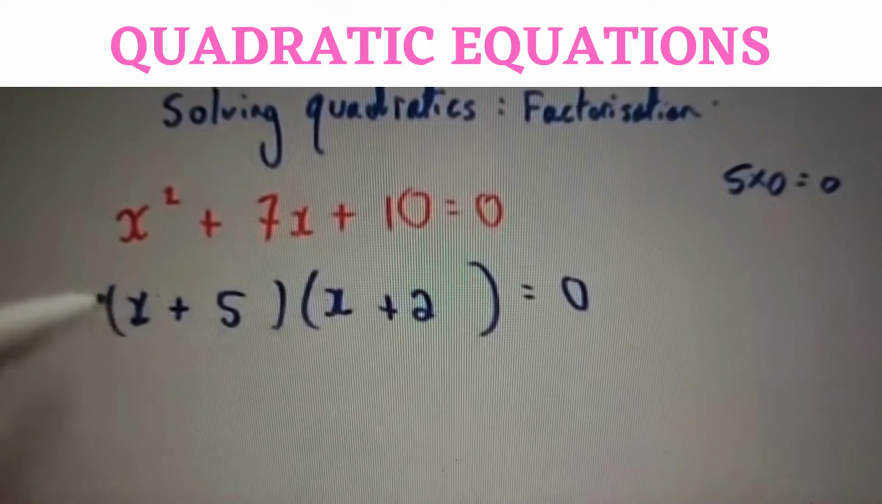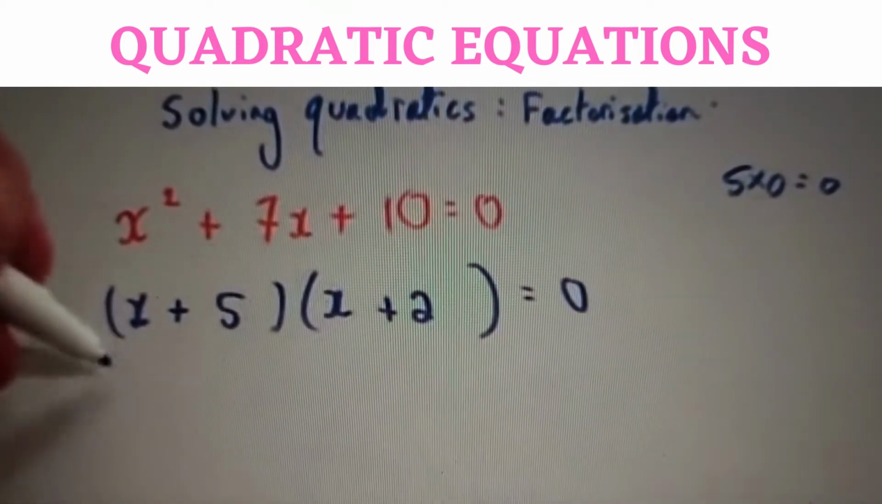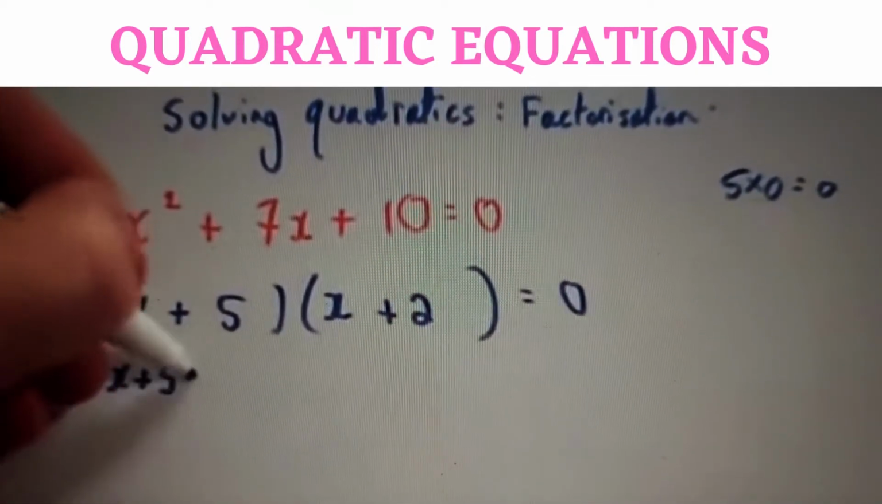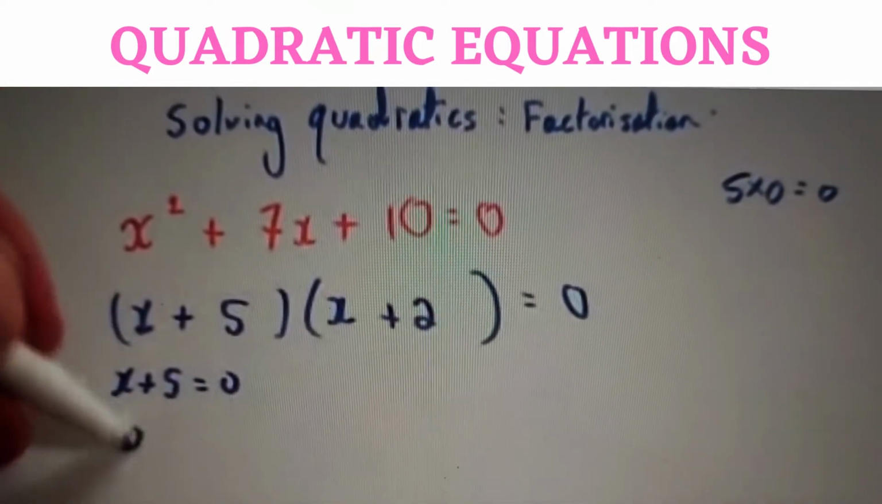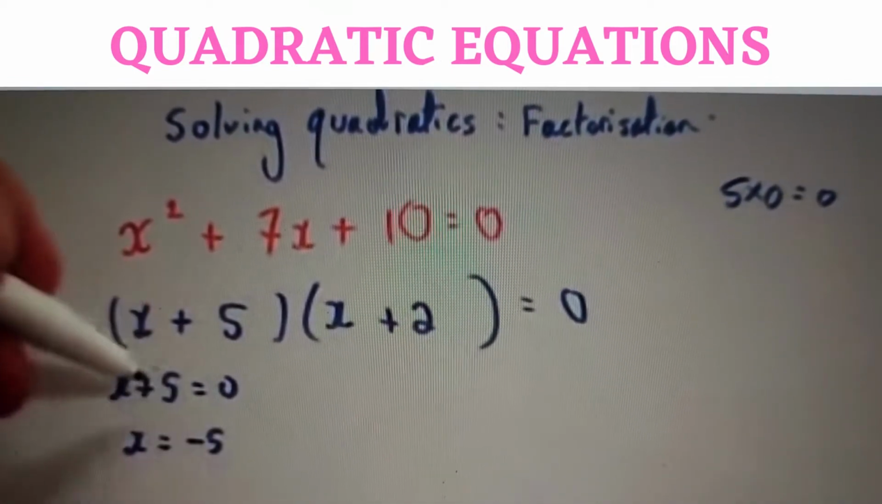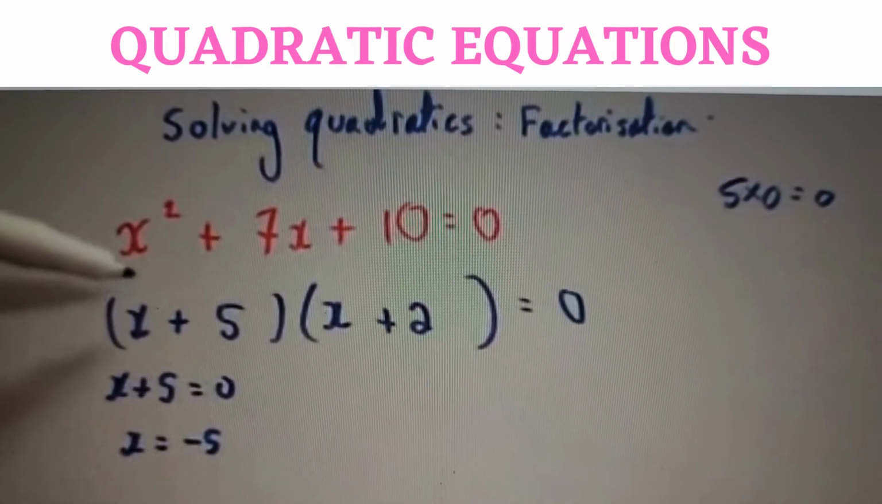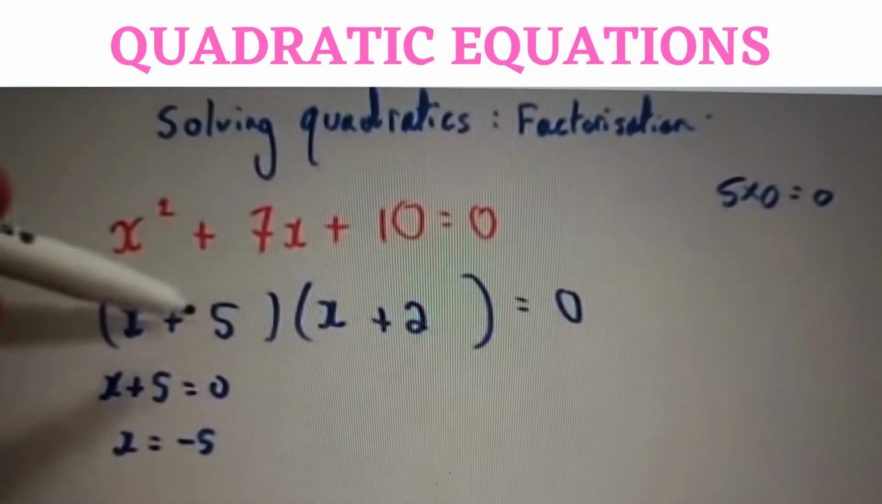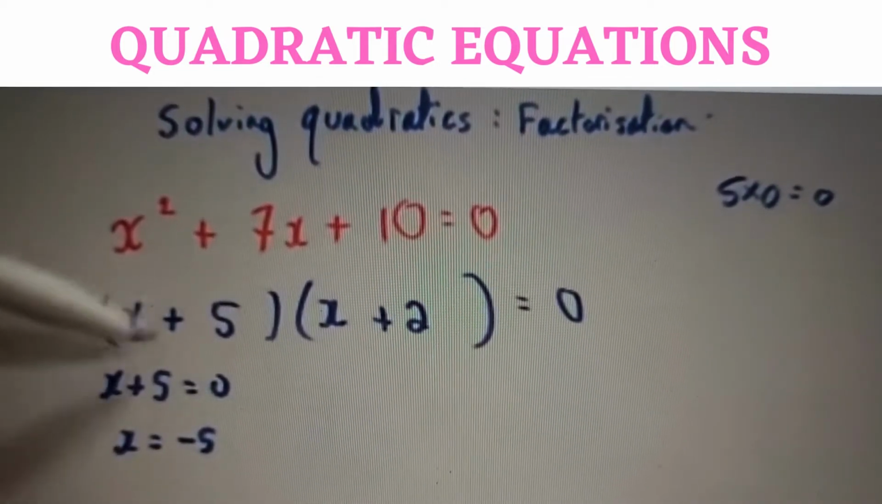So your first answer, let's have a look at this one. So we've got x plus 5 equals 0. So that means that x will equal minus 5 by taking 5 away from both sides. Or you could just look at it and say, well, minus 5 plus 5 is 0. Okay, so x is minus 5.